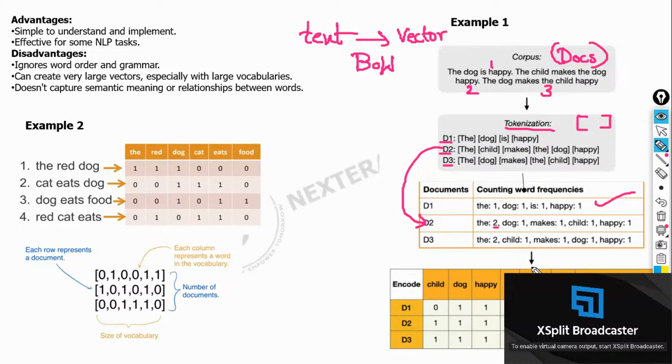So you see in the table, if you are representing within a table format, this is how your data looks like. Child. Within document 1, do you find any child? Is there any word child? No. So the frequency is represented as 0. Within document 2, yes, the count is 1. So let us keep 1. Same, within document 3, the count is 1. Like this, I'll make a table for each and every word. Child, dog, happy, is, makes, the.